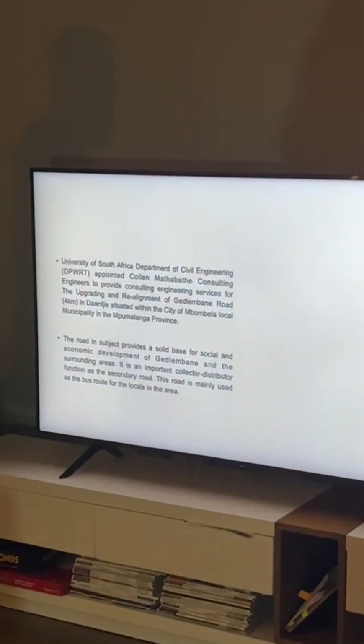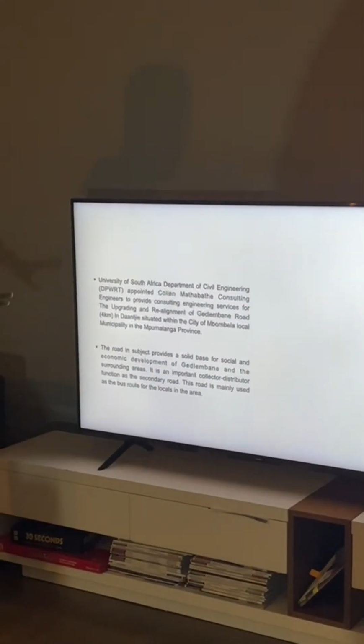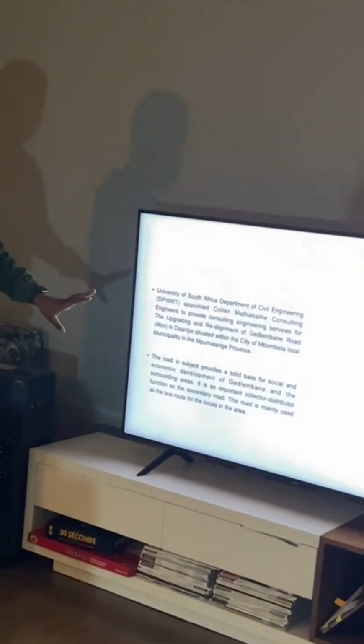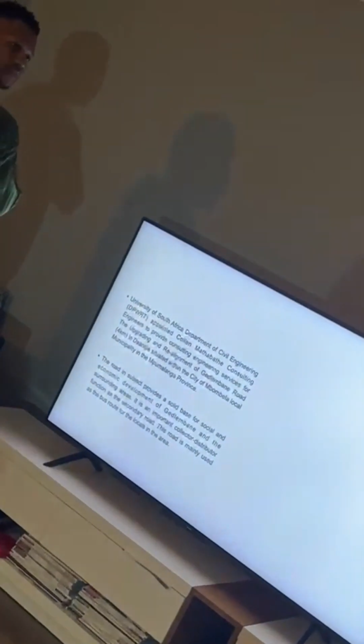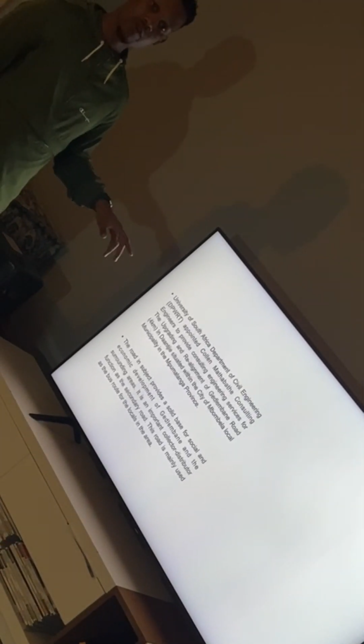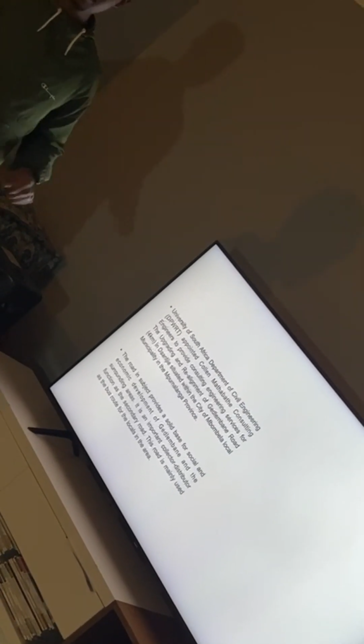The need for us to upgrade this road is because within the village itself there is no adequate road infrastructure. This road, if upgraded adequately, will serve as a collector and can also assist the locals in moving around and improve business in the area because there will be accessibility.